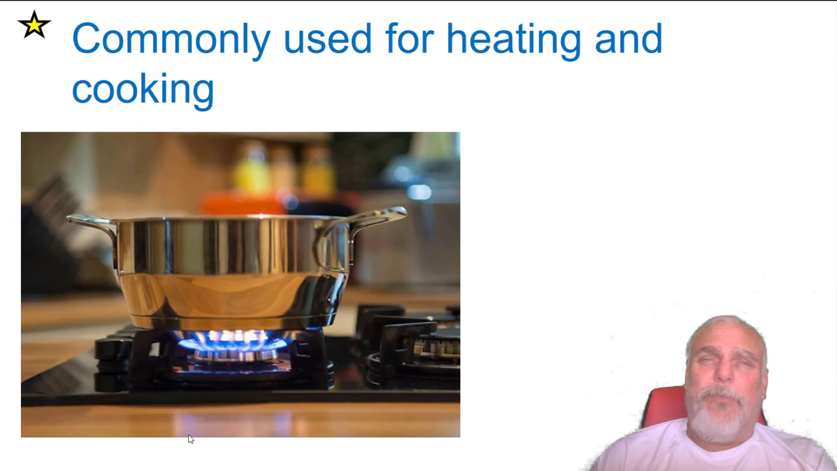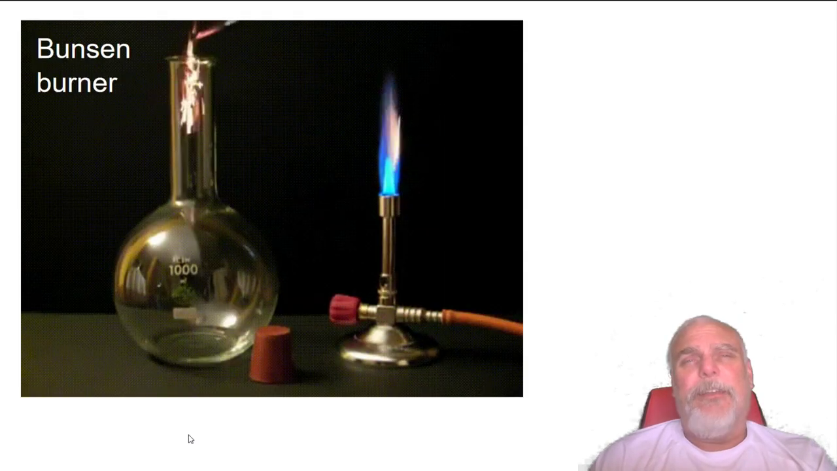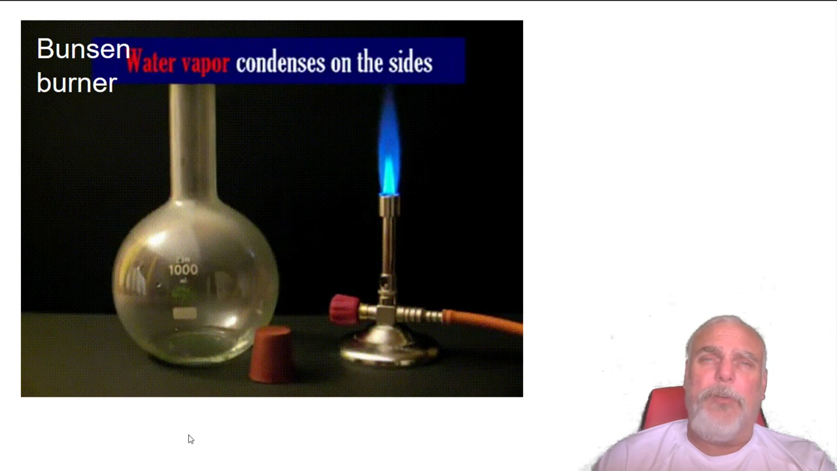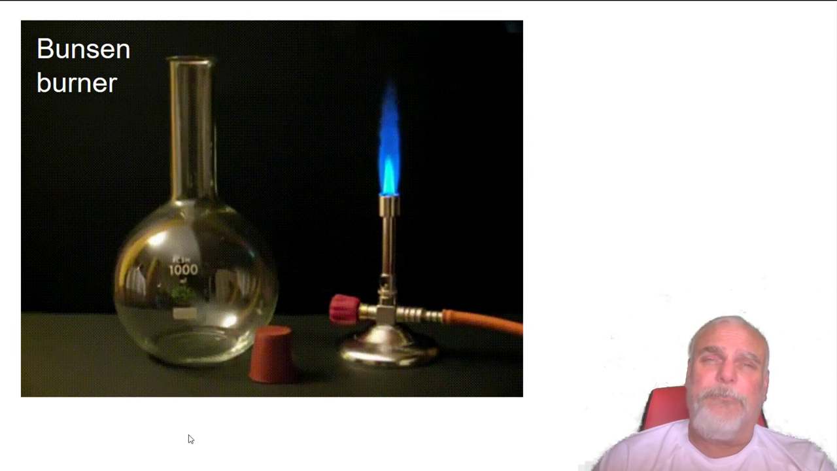Natural gas is also very commonly used for heating and cooking. So some people have an electric stove, and some people have a gas stove. If you have a gas stove, it's most likely going to be natural gas. This is a picture of what to look for. In the science classroom, you may have seen a Bunsen burner being used. The Bunsen burner uses natural gas.